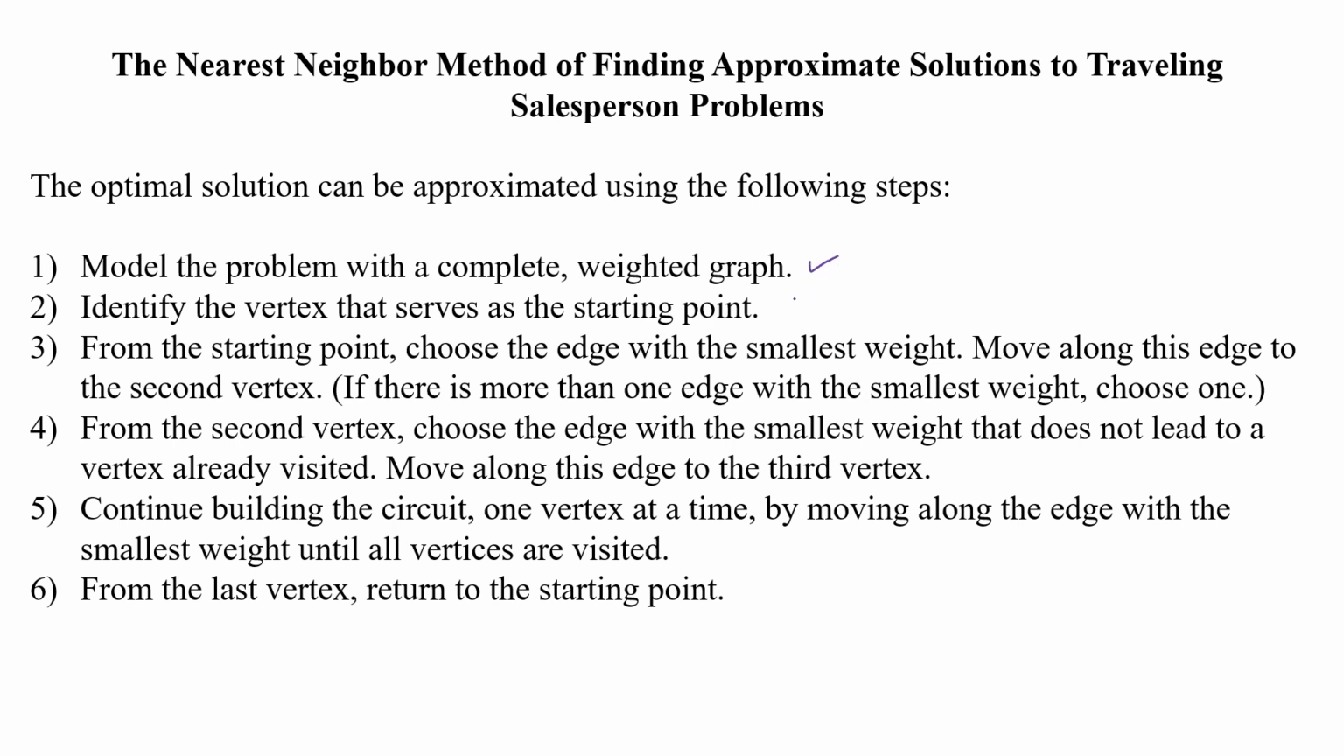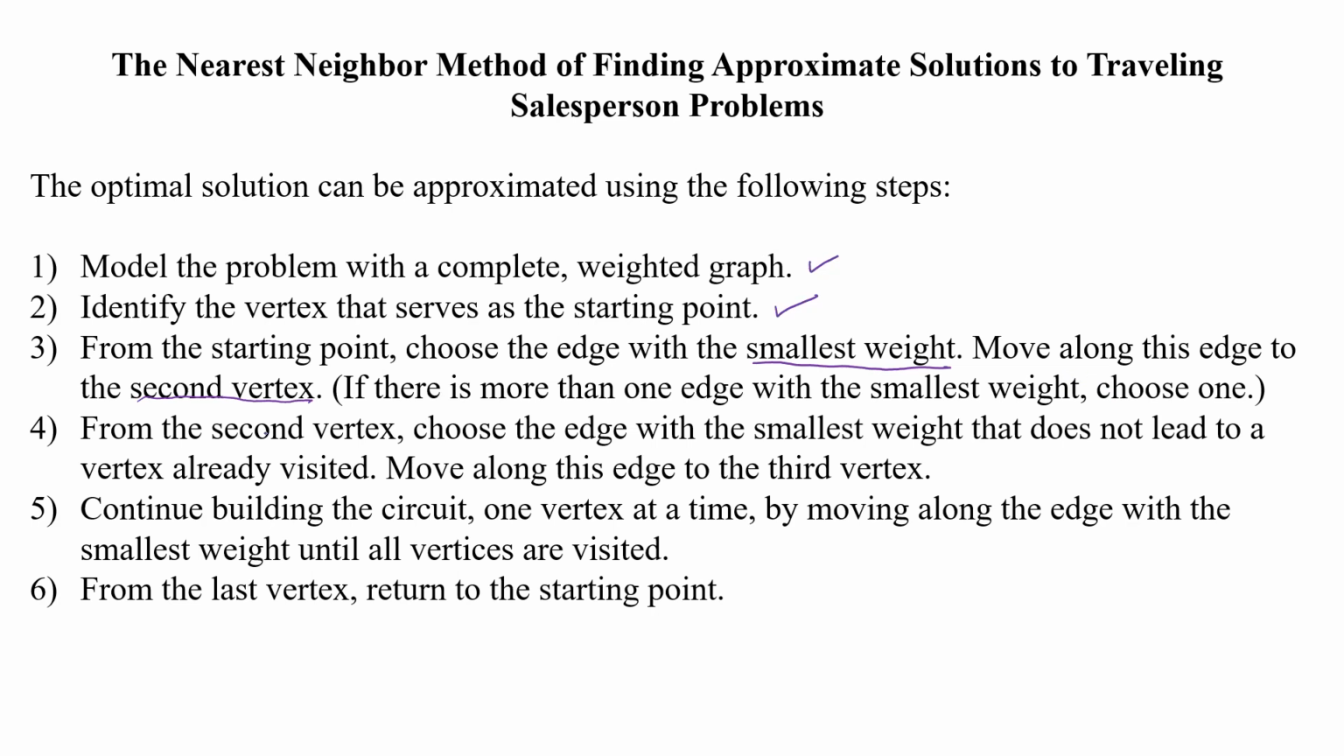Identify the vertex that serves as a starting point. That's not a problem. From the starting point, choose the edge with the smallest weight. Then move along this edge to the second vertex. Now, if there's more than one edge with the smallest weight, choose one of them. It doesn't matter. So if there's two of them that are, say, 4, go with one of them. It doesn't matter which one.